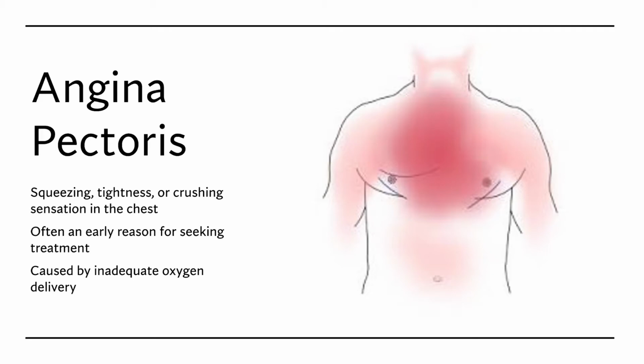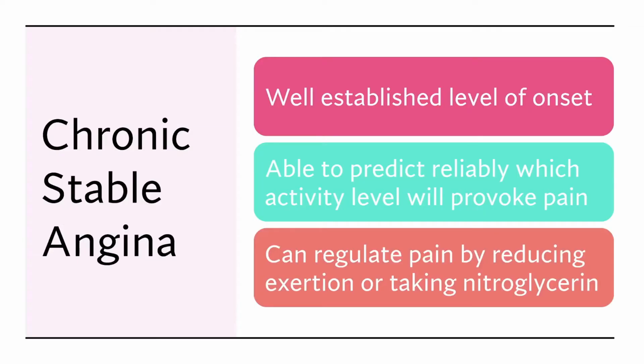And it's a balancing act. What I mean by that, and we'll talk about this with chronic stable angina, is that as long as oxygen demand does not exceed supply, it isn't painful. But the moment that we need more oxygen than we're receiving in our myocardium, it becomes very painful. So you can have two different types. You can have a stable angina, which means it's very predictable. You have a well-established level of onset.